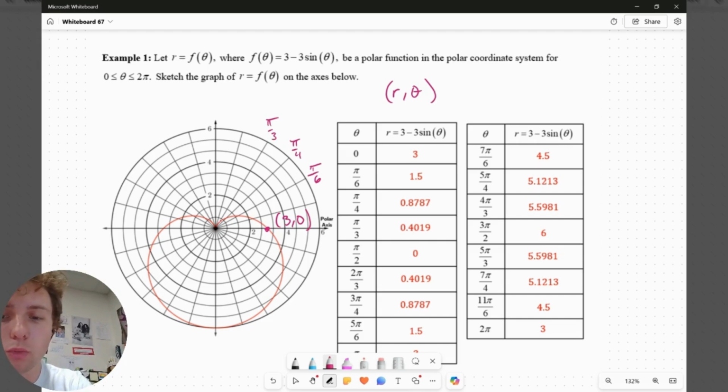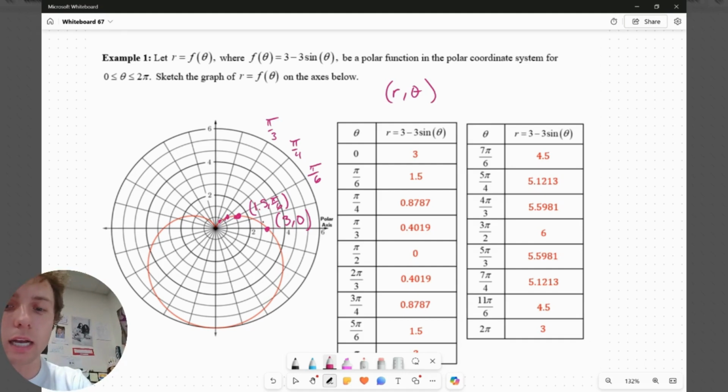Notice when we rotate, we're rotating counterclockwise until I get to pi over 6, and I should be at a value of 1.5. It looks like we are. And then that process just continues. At pi over 4, we should be at 0.878. Pi over 3, 0.4. And you start to see how this graph is actually formed.